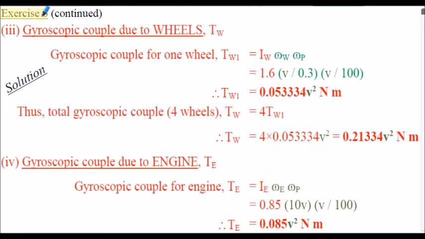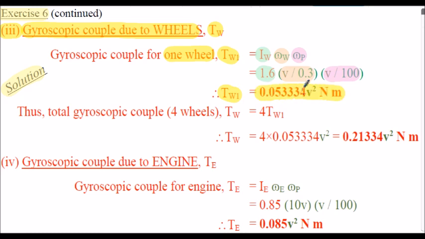Exercise 6, the solution continued. So step 3 of the process, we're going to calculate the gyroscopic couple due to the wheels, call that TW here. We'll commence by calculating the gyroscopic couple for one wheel, denoted as TW1 here. We know the moment of inertia for a wheel, it's given in the question, and we just calculated omega w and omega p from the previous slides, so we can insert the values. That calculates the gyroscopic couple or gyroscopic torque for one wheel.